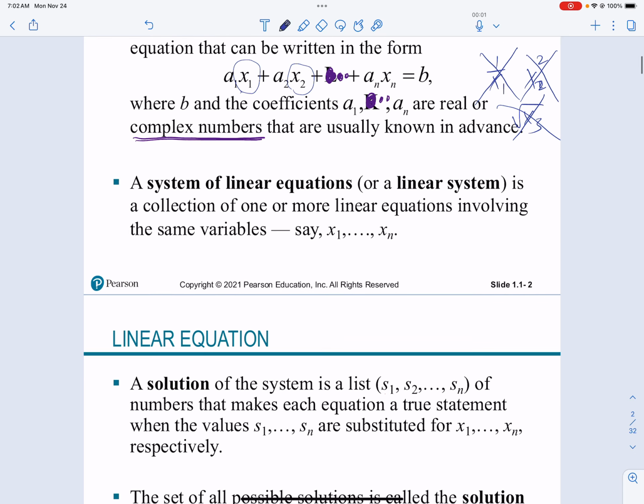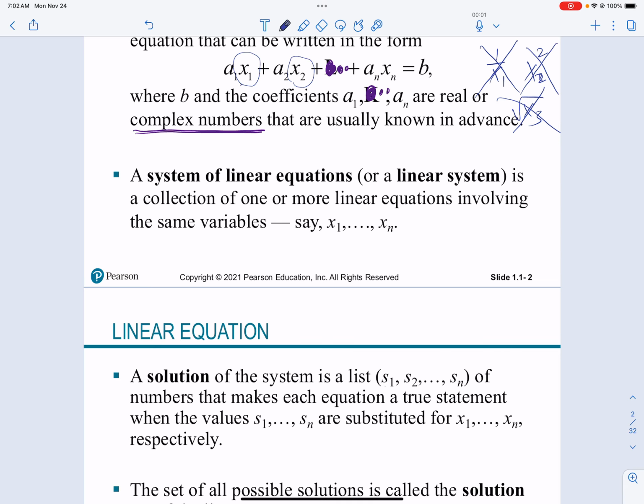And a system of linear equations is what? A collection of one or more linear equations involving the same variables. So we can have two. In algebra we also learned a linear system like 2x plus y equals 3, 3x plus y equals 5. Are you guys with me? So this is the easiest linear system that we used to learn.